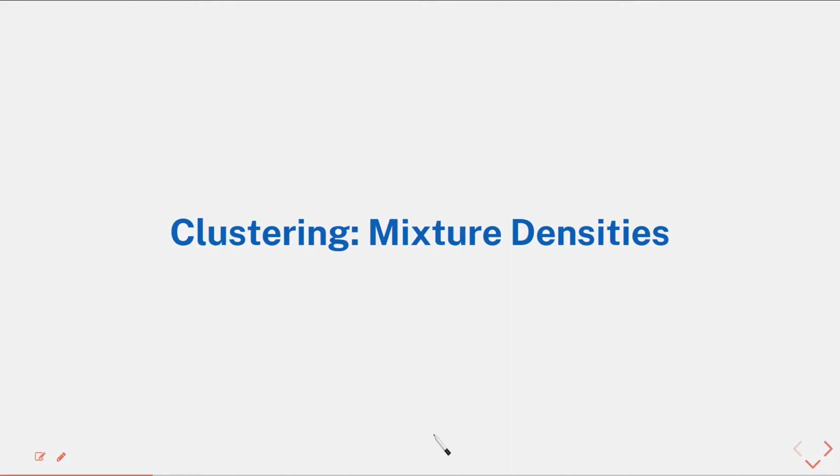Okay, so now we're going to move on to clustering, and we're going to look at mixture densities. So we're going to look at the case where we don't know what class our training samples come from, and we're going to try and define the densities that are associated with it.